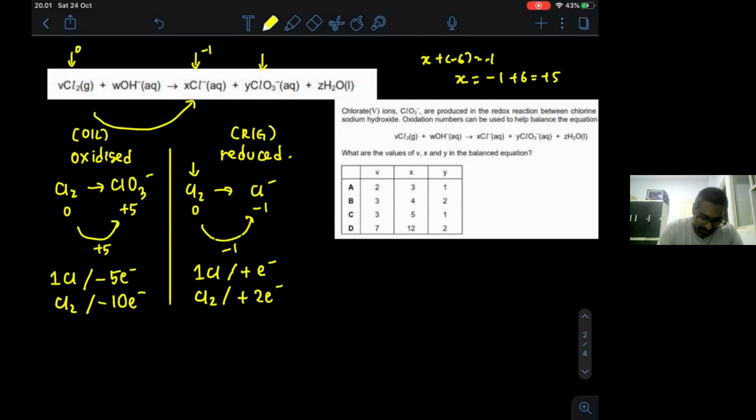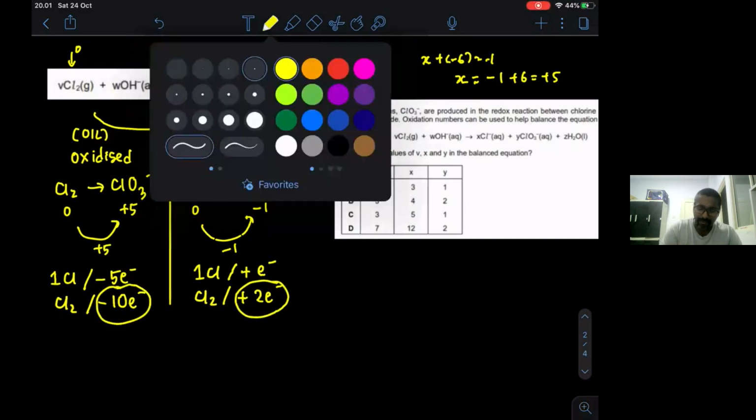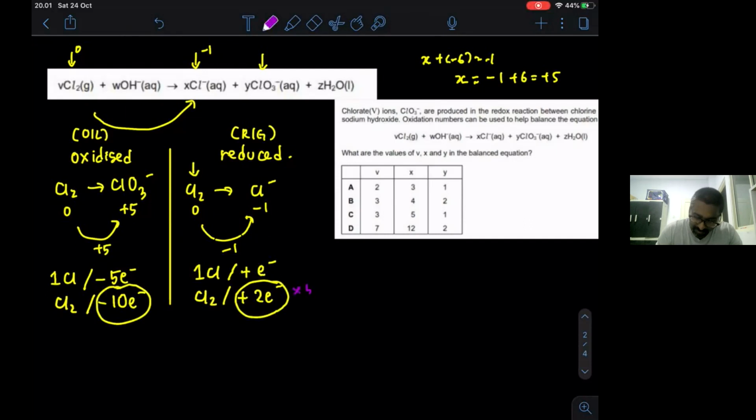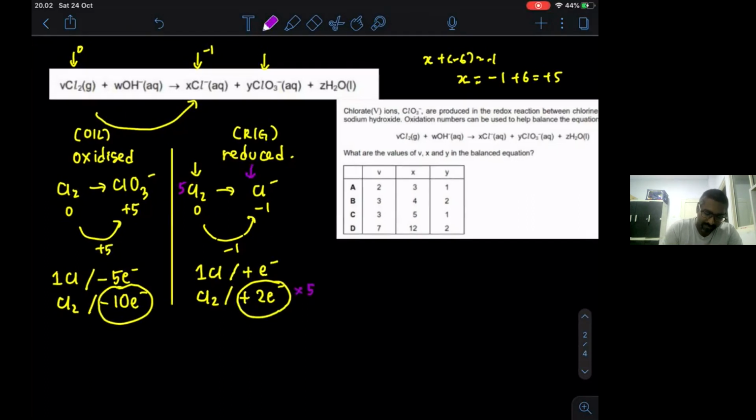Now we need to find the lowest common multiple between 10 and 2. Because we need to eliminate the electrons, I will use the lowest common multiple, which is 10. So I times this by 5. When I times by 5, I will get 10 electrons, and the 10 electrons will cancel with each other. So here I'm going to put 5. I need to times everything by 5. This part we can leave for a while. Here I'm going to times by 1, so we leave this as 1.